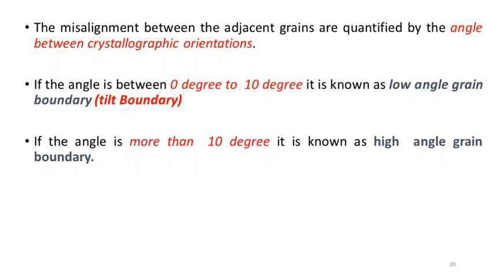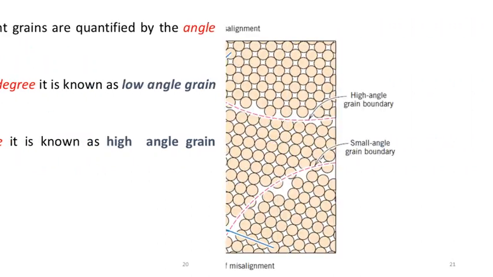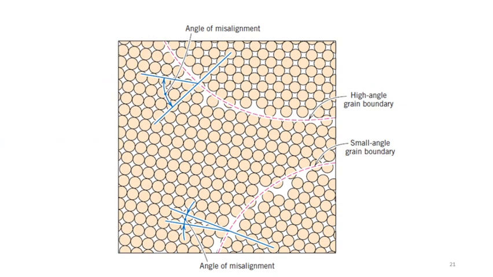And if the misalignment between two adjacent grains is more than 10 degrees, we call it a high angle grain boundary. For example, in the schematic representation we have shown, the misalignment is very large, and we call it a high angle grain boundary. When the misalignment between the two grains is very small, we call it a small angle grain boundary.